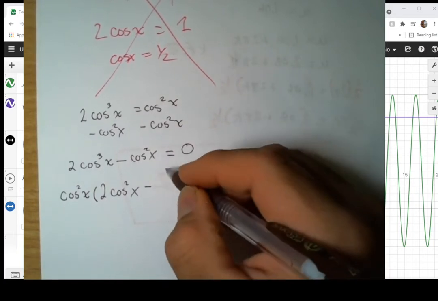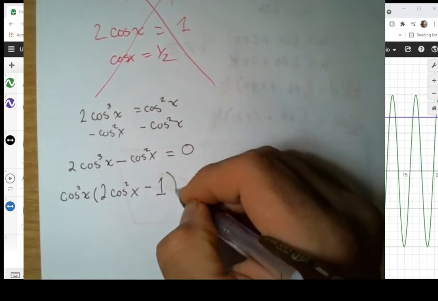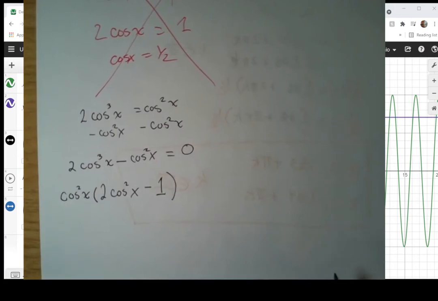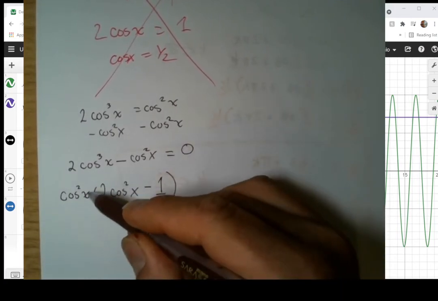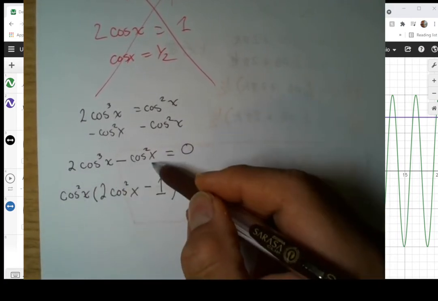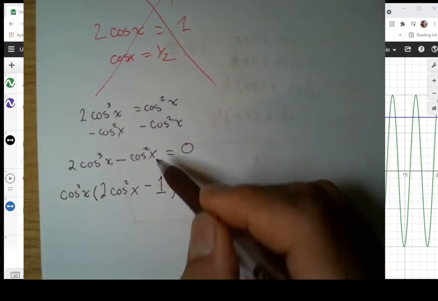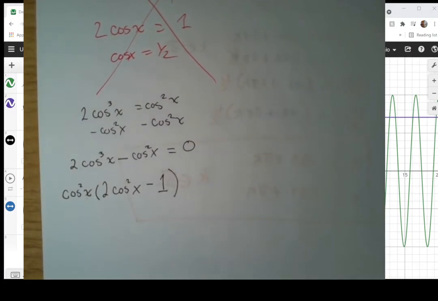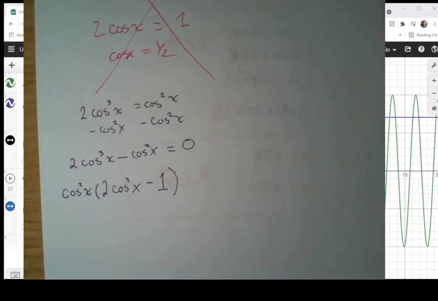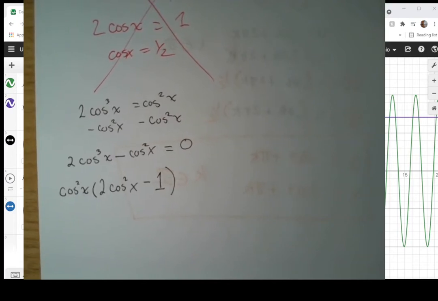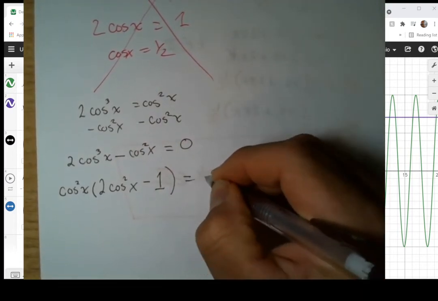Now this does not become 0. We need a placeholder there, and that placeholder is going to be 1, because when I distribute, I need to make sure that I get back exactly the same expression as above. If you put 0 there, then you would not get the same expression. And of course, equal to 0.